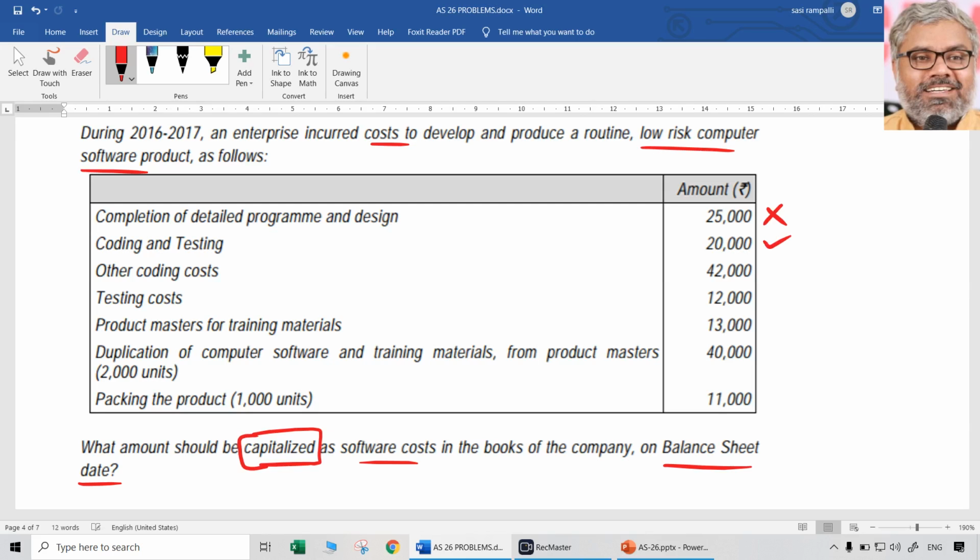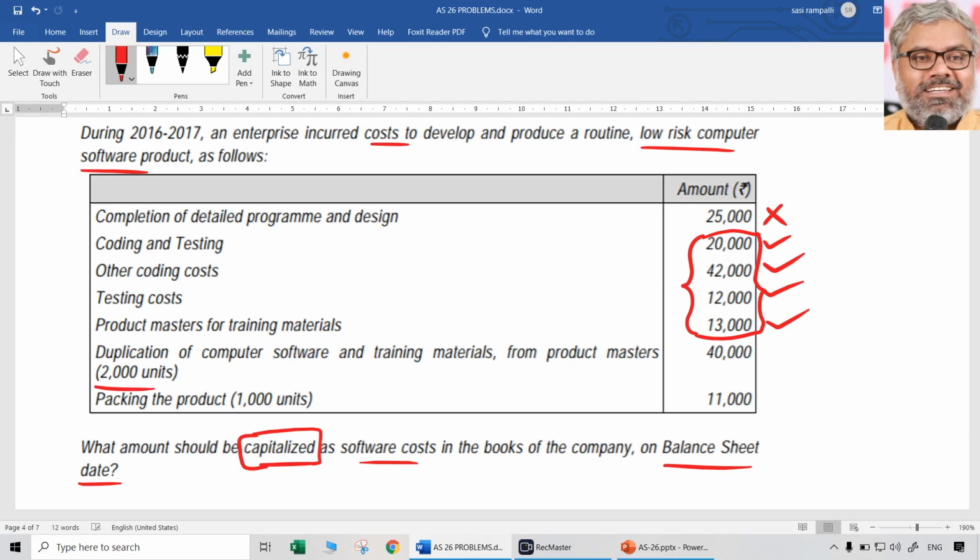Coding and testing can be called a development phase. Other coding costs can be called a development phase. Testing costs can be called a development phase. That is also part of it. And product masters training materials also can be called a development phase. These are all the things that happened before the production actually happened. Pre-production costs we can call, but after the research is done. So only these four can be called development costs, and they can be capitalized. Then what about duplication of computer software and training materials from product masters?